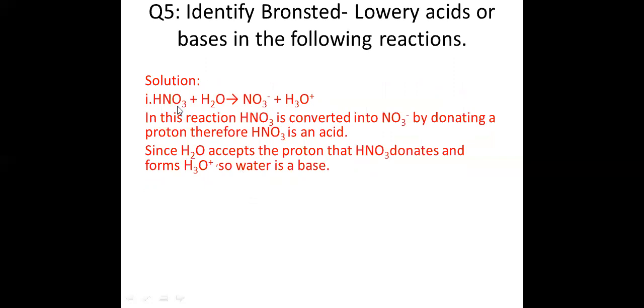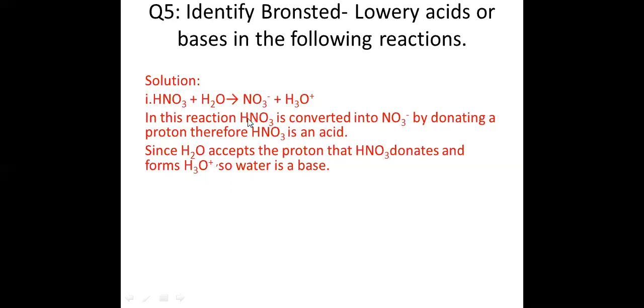Now, according to the Lowry and Bronsted concept, what is an acid? An acid is a species which can donate a proton, and a base is a species or a substance which can accept a proton. So let us see nitric acid. Nitric acid is converted into nitrate, and it means nitric acid is donating a proton. You can see in this reaction, nitric acid is converted into nitrate ion by donating a proton. Therefore, nitric acid is an acid. It is a Lowry and Bronsted acid because nitric acid is donating a proton.